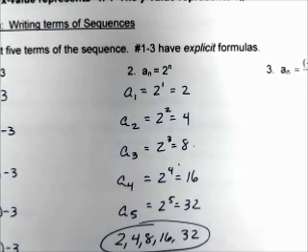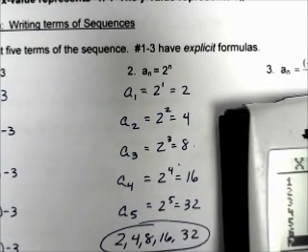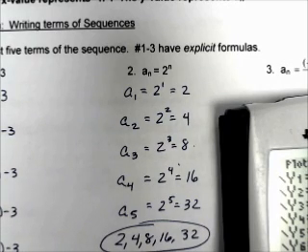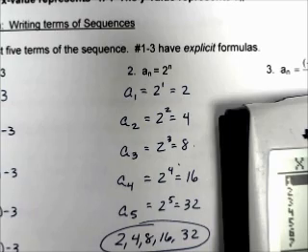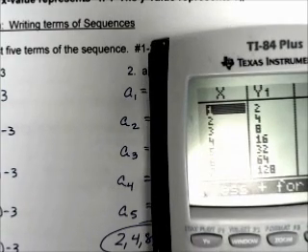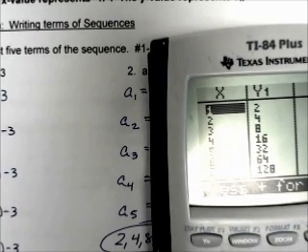And again, we could go to the calculator if we wanted, go to y equals, and key in 2 to the x, and look at our table of values. There we have 2, 4, 8, 16, 32.